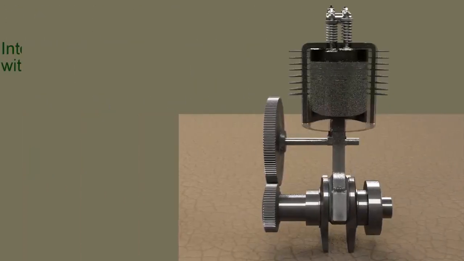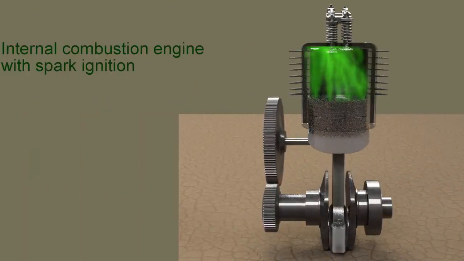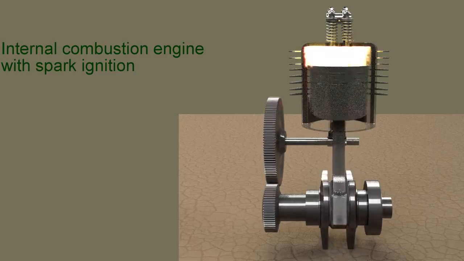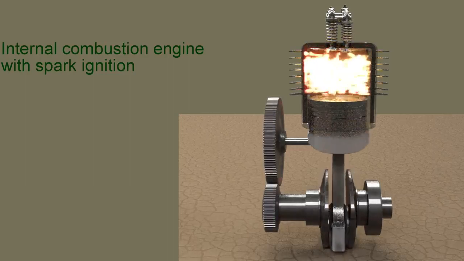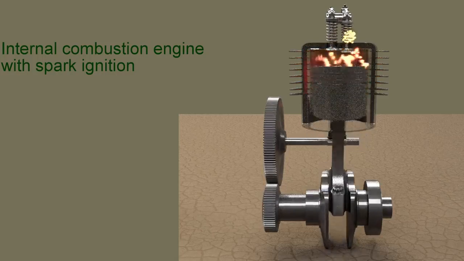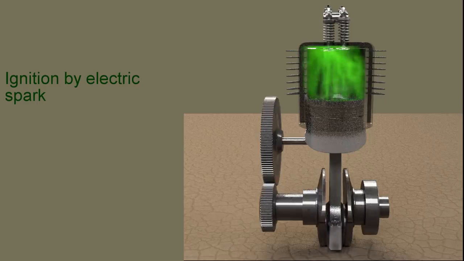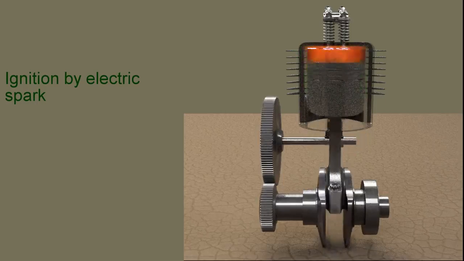A petrol engine is an internal combustion engine with spark ignition, designed to run on petrol and similar volatile fuels. In a spark ignition engine, the air-fuel mixture is ignited by an electric spark generated by a spark plug.